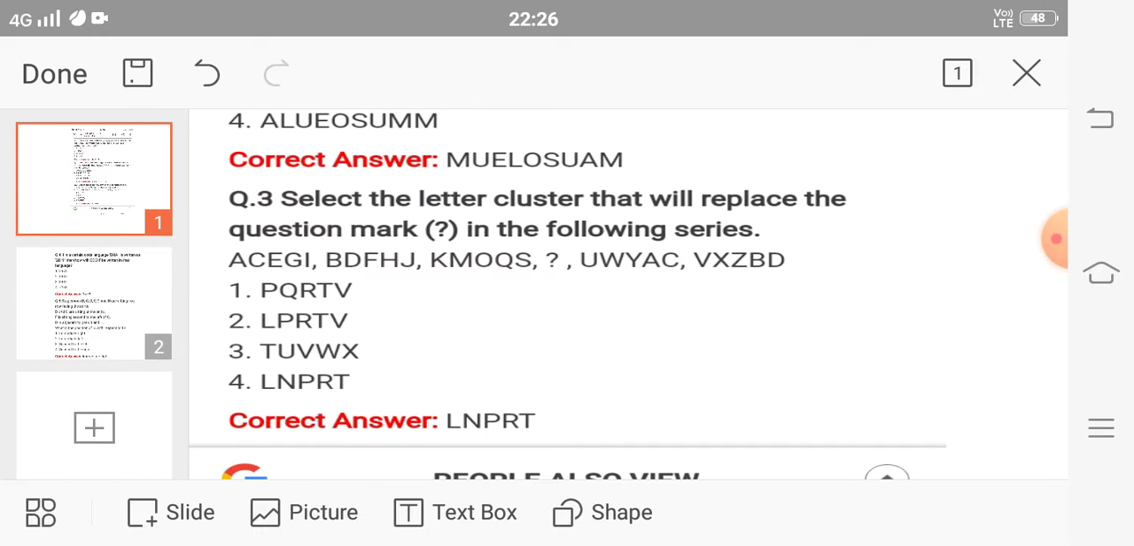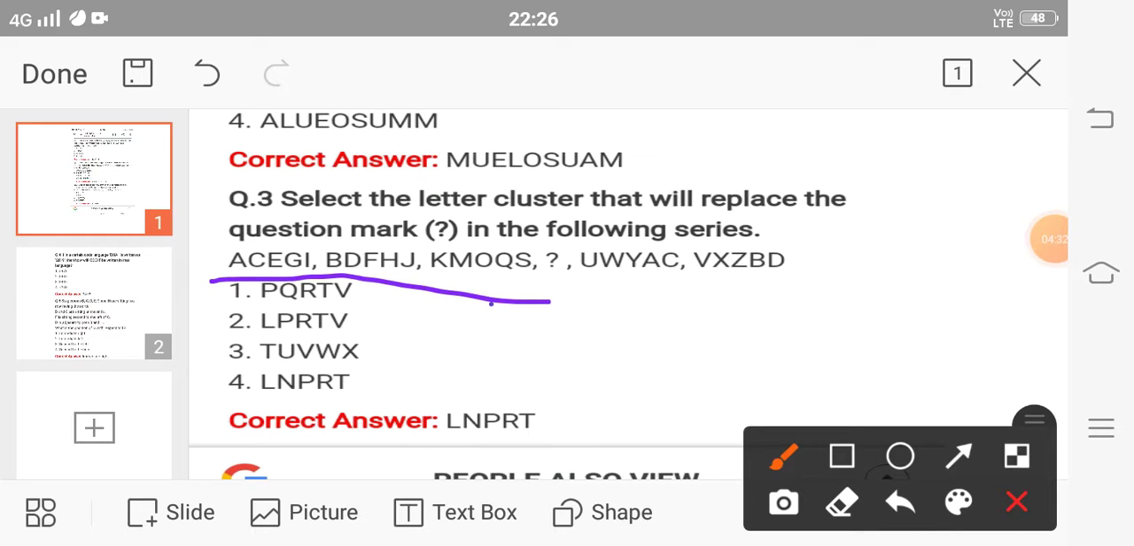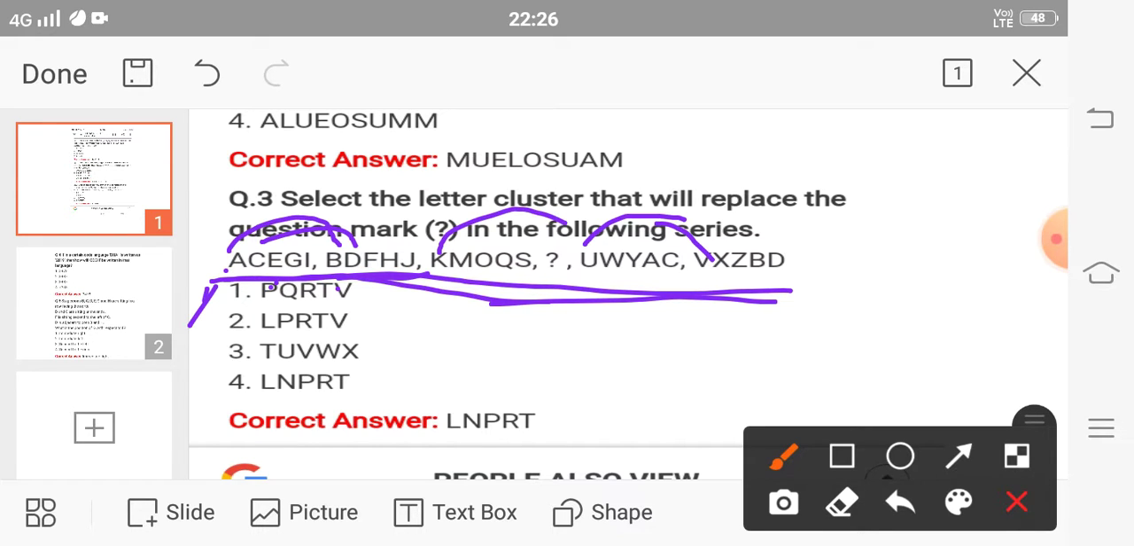Select the letter cluster that will replace the question mark in the following series. See the series. In this series, here A, B absent and C, D absent and E. In this series, B but C absent. Here A, here B and C, here D. So here also after U, V. After K, which letter comes? L. So the second option is correct.